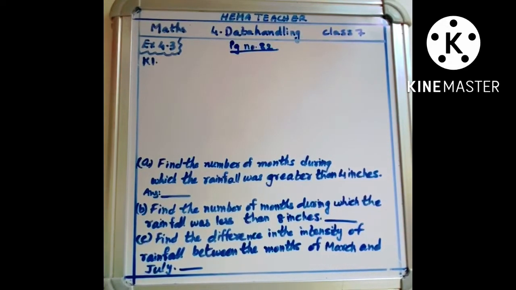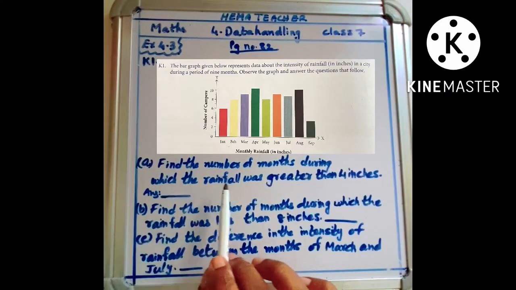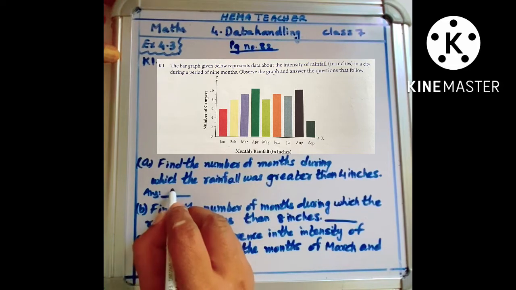In maths today we are going to solve the sums of exercise 4.3, lesson number 4, data handling, class 7. Let's start. Q1, A: find the number of months during which the rainfall was greater than 4 inches. Answer: 8.